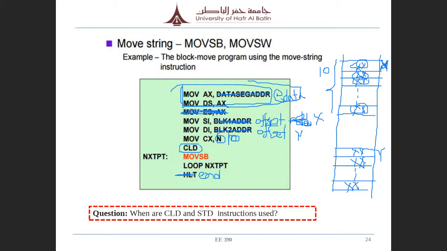Then loop this line again. This is just the label L, you can write loop L, and then end. How many times does the loop have to continue? 10 times or 100 times. It depends on the size of the data. Is it clear what the application of move string as a byte or move string as a word is, with the use of CLD or STD?